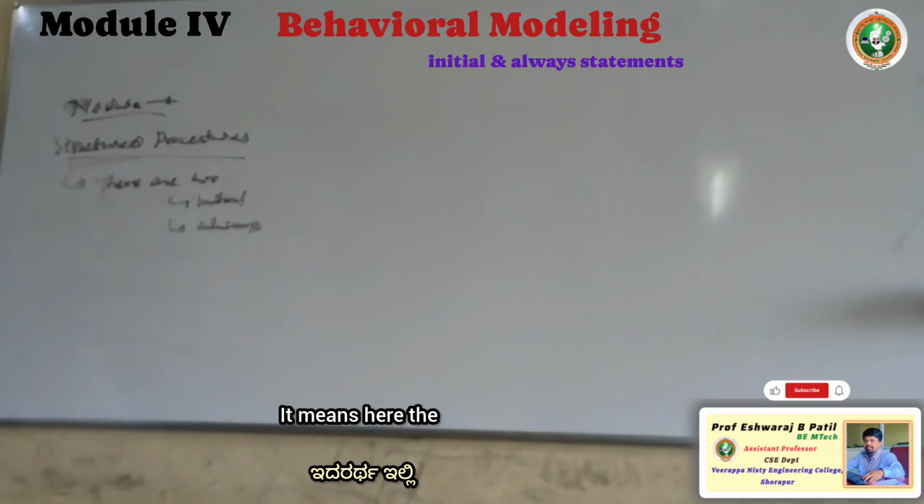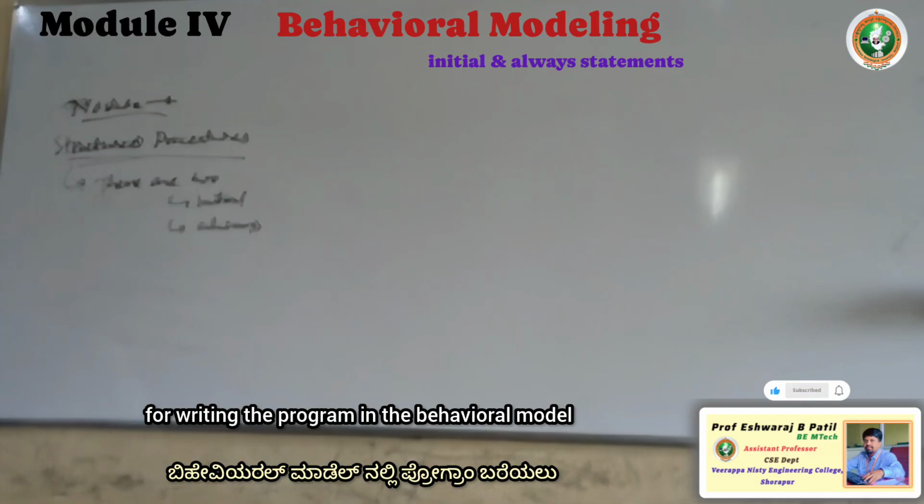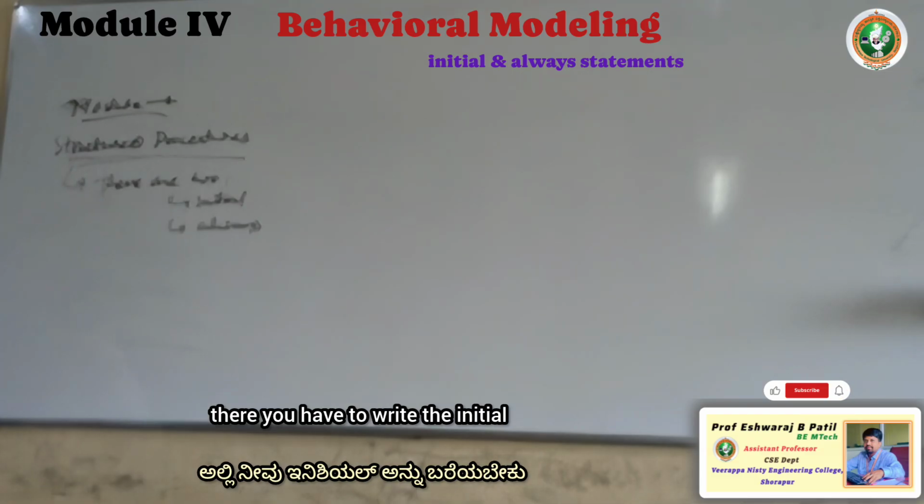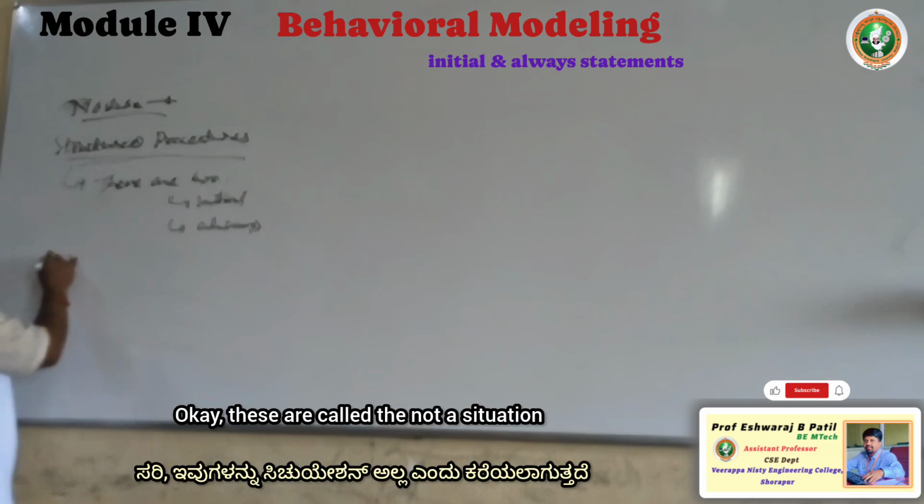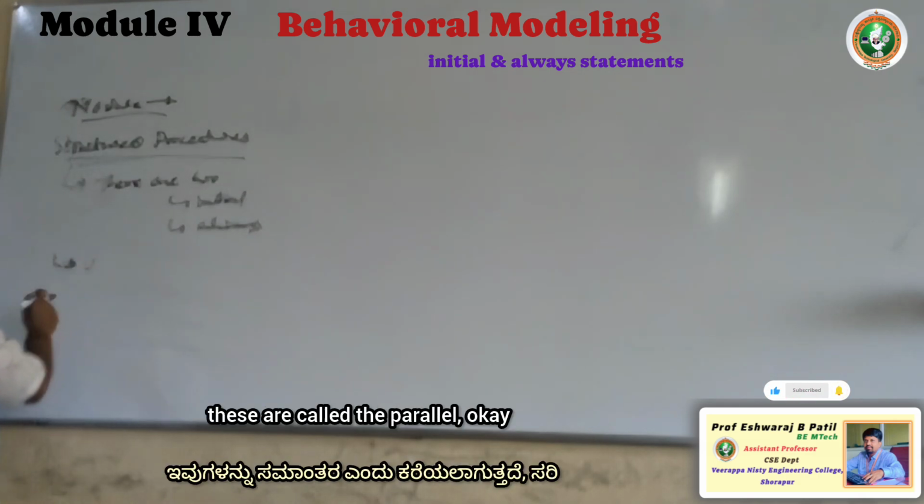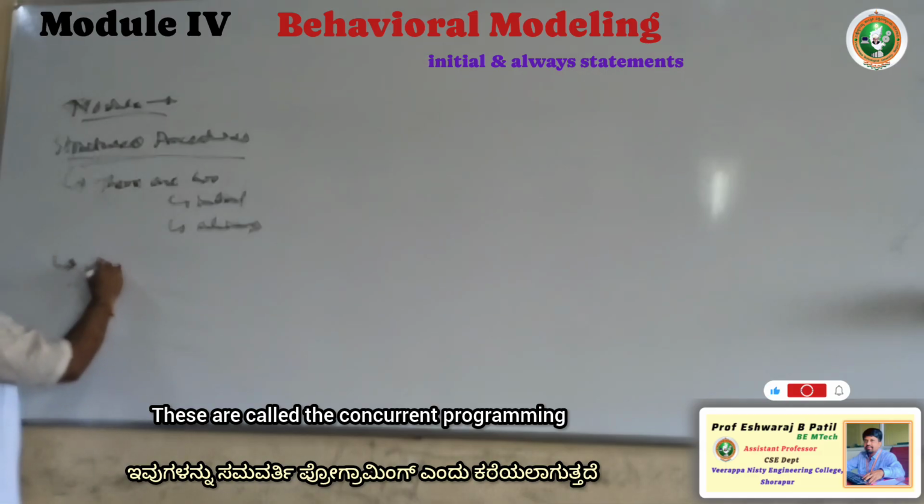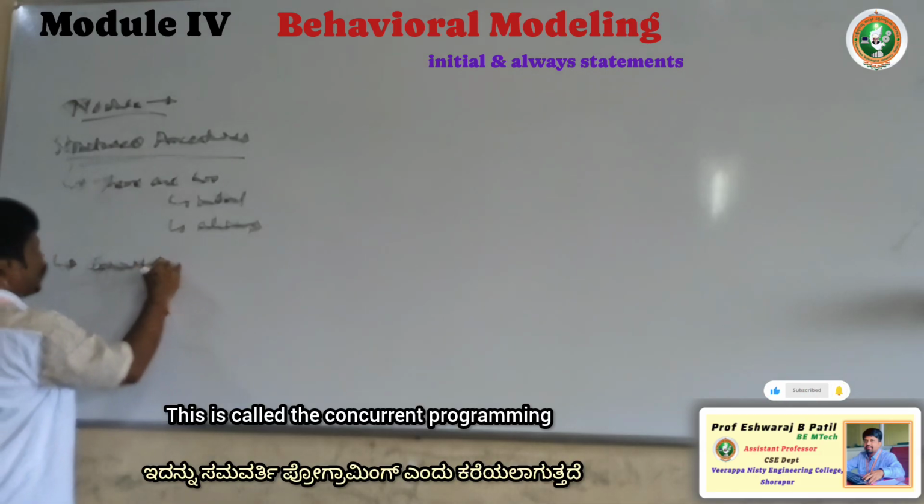It means if you are writing the program in the behavior model, there you have to write the initial and always statements. These are parallel, these are concurrent programming. This is concurrent programming.